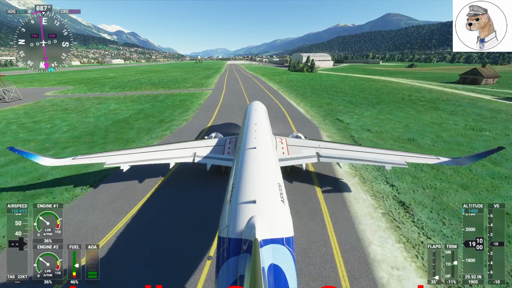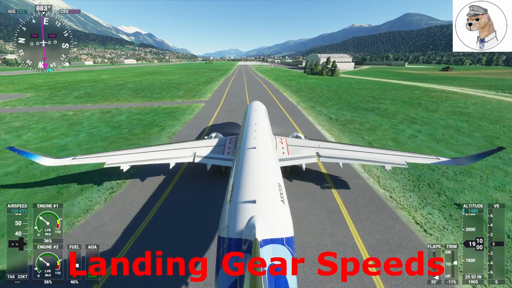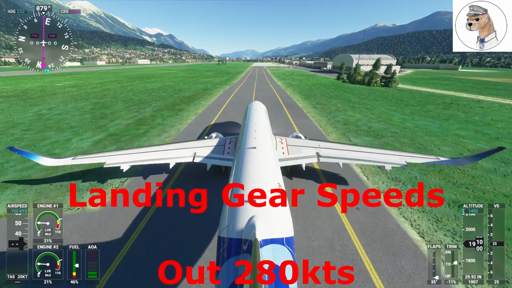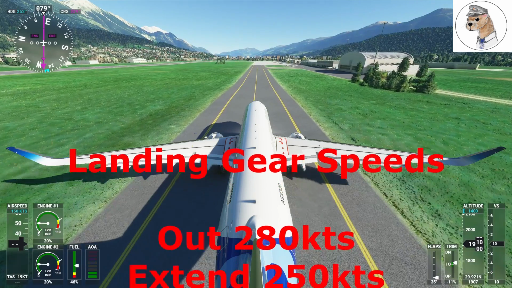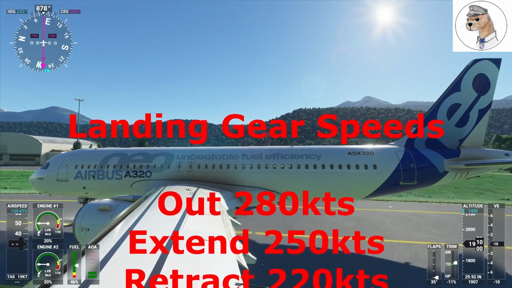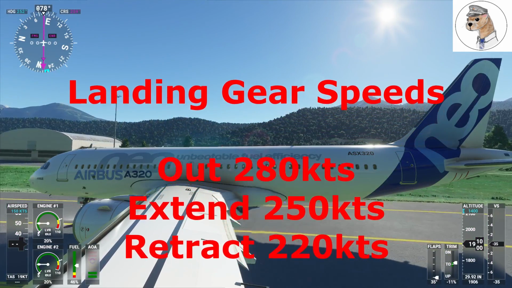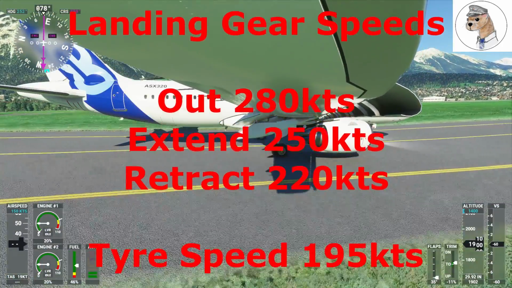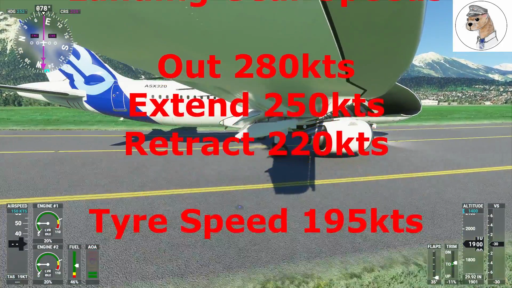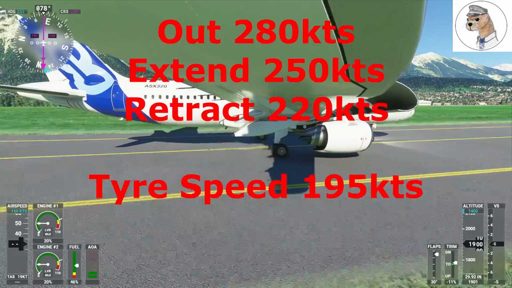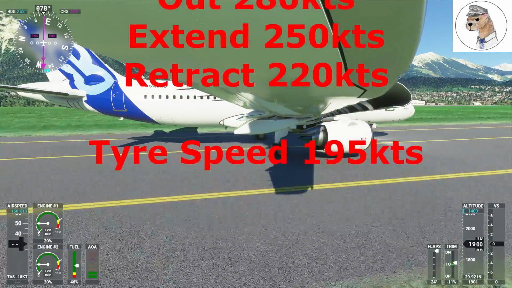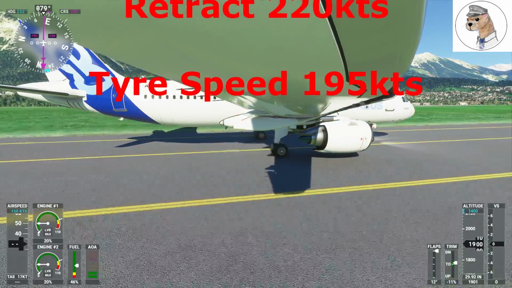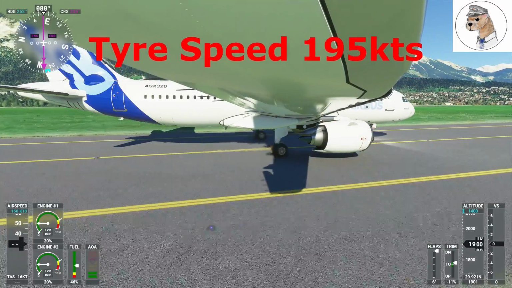So flying around with the landing gear down, you can actually go 280 knots. When you extend it though, you have to slow down to 250 to get it out before you can speed up again to go to 280. And when you retract it, you're going to have to go even slower. 220 knots is the maximum speed for retracting landing gear. Finally, there's the tyre speed as you're going along the runway, which is 195 knots. Don't go any faster than that, or the wheels will, I assume, blow themselves to pieces in spectacular fashion.